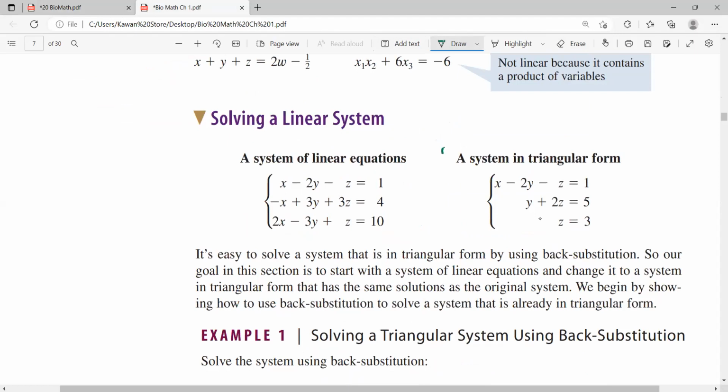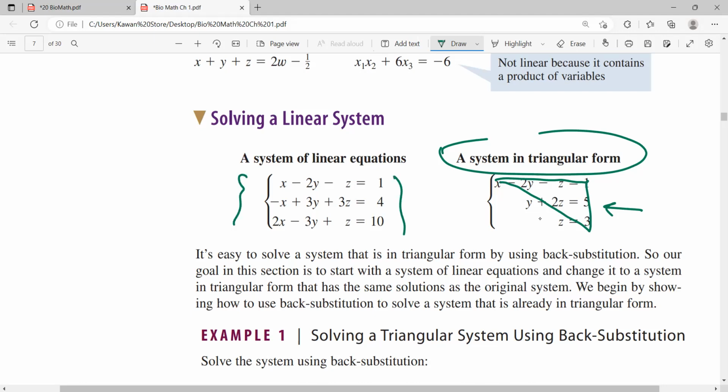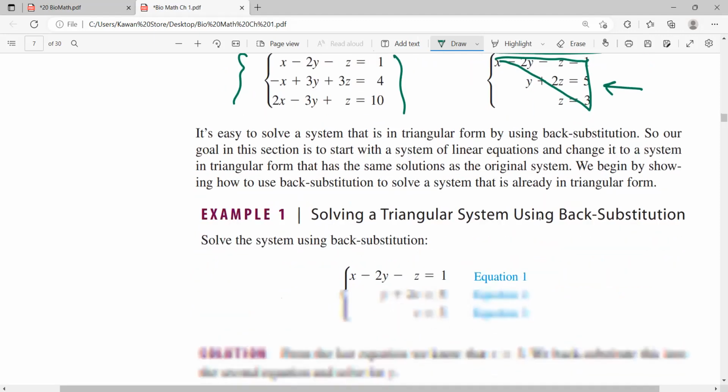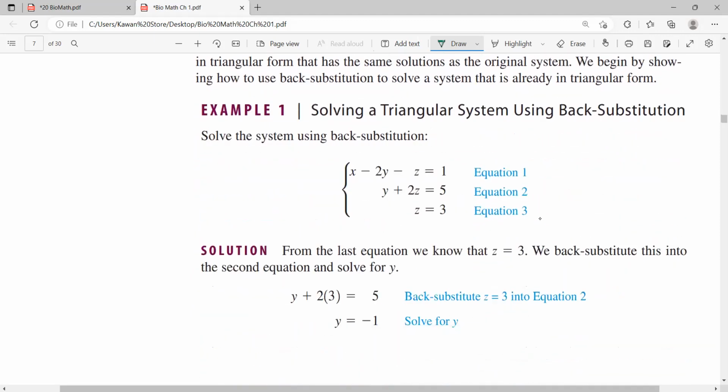And that is also a linear system, but in triangle form. Why triangle form? You can see from here, we can write a triangle. Later, in 10.3, we change the system from full form to triangular form and we solve it. And we have many ways to solve it. So here we are solving a triangular system by back substitution.